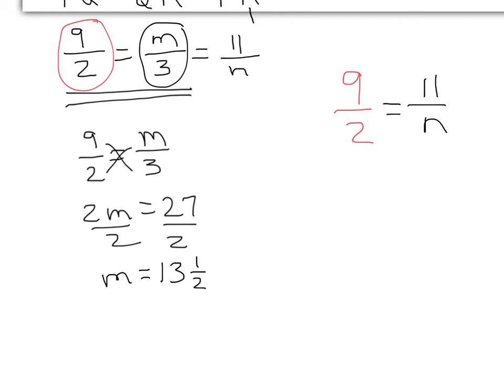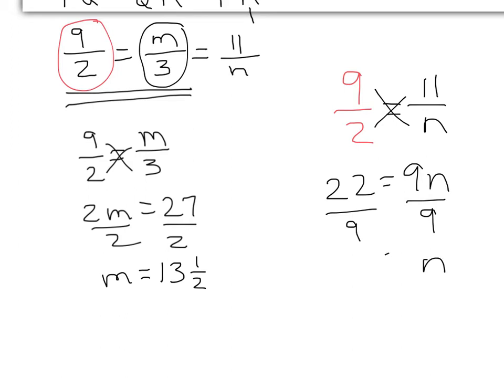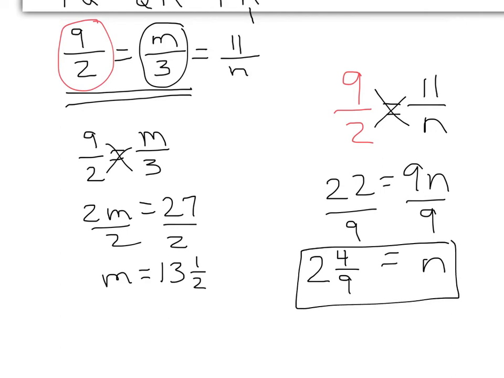9/2 is to 11 over n. 9 is to 2 as 11 is to n. So let's cross multiply. 22 equals 9n. Divide by 9. n equals 2 4/9. And that's our n value. So we set up our proportion with 3 different fractions. We chose the first 2 to solve for m, and then we chose the first one and the last one to solve for n.